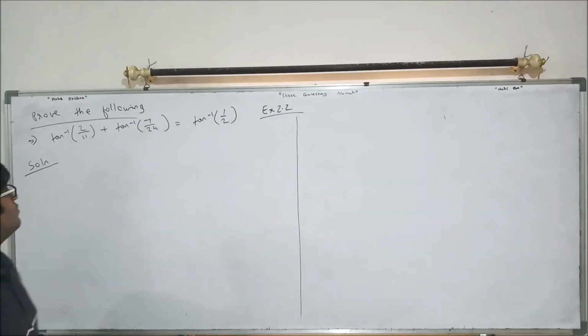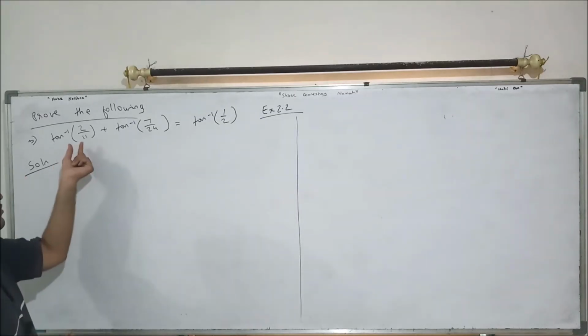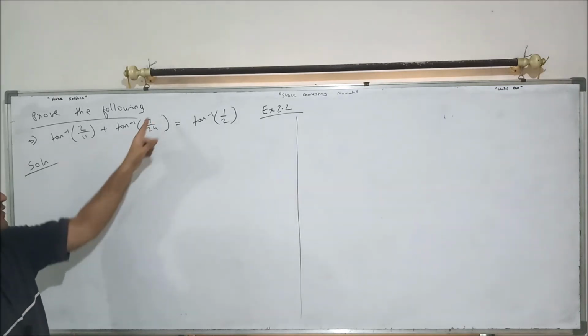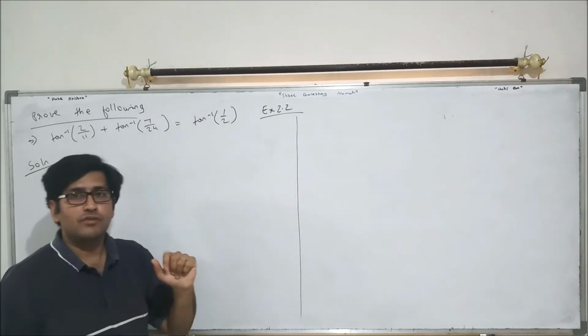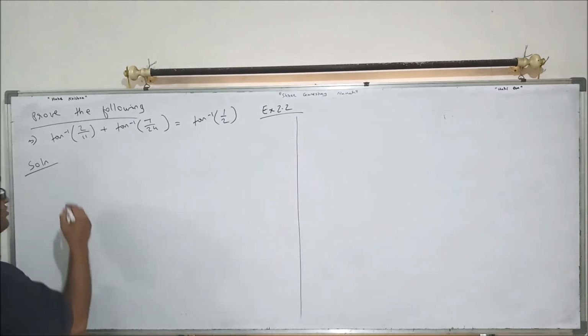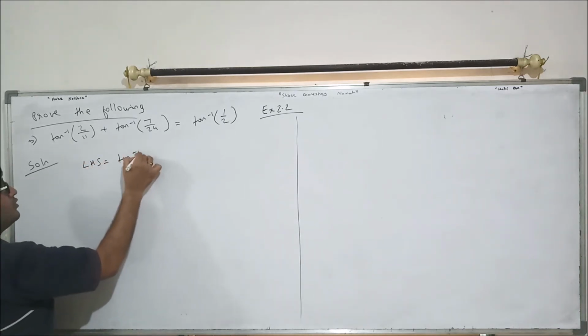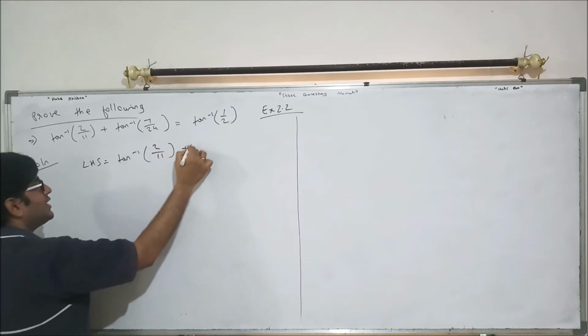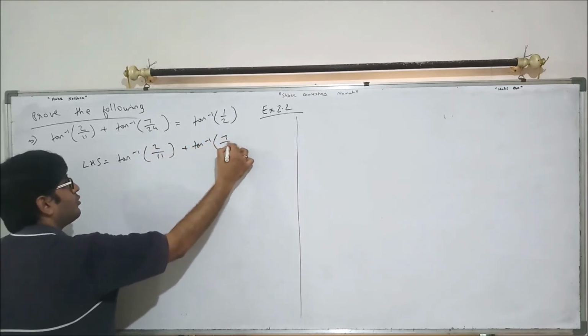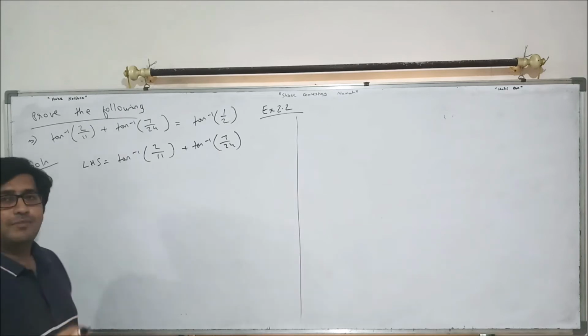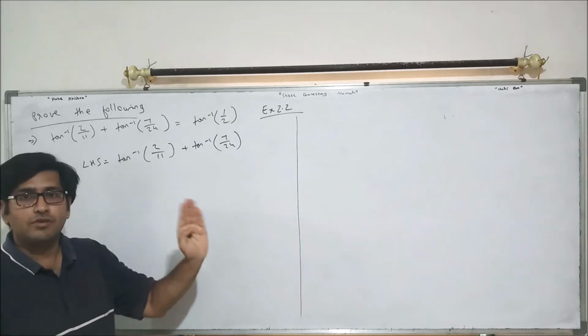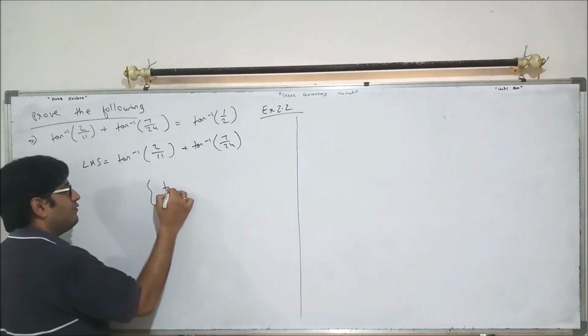Okay students, so in question number 3, he wants us to prove that tan inverse of 2 upon 11 plus tan inverse of 7 upon 24 is equal to tan inverse of 1 upon 2. So let's begin with LHS. So we can say LHS is equal to tan inverse of 2 upon 11 plus tan inverse of 7 upon 24. Now students, is it resembling tan inverse of x plus tan inverse of y? So the formula for it we very well know.